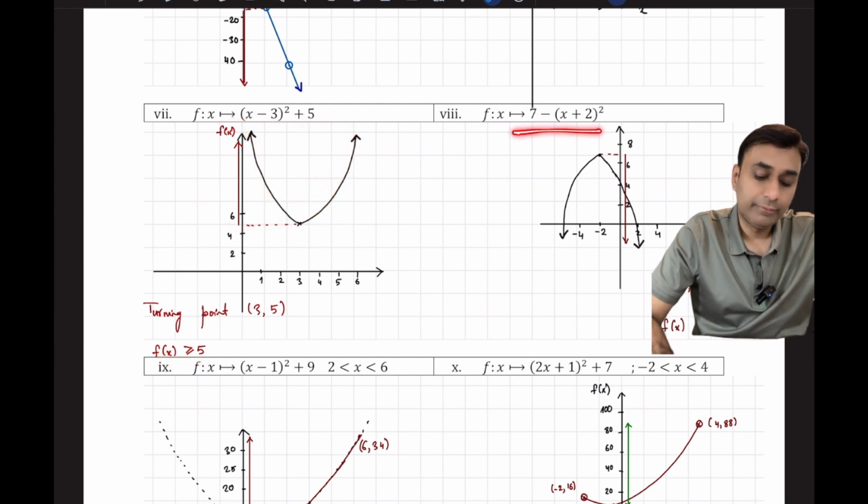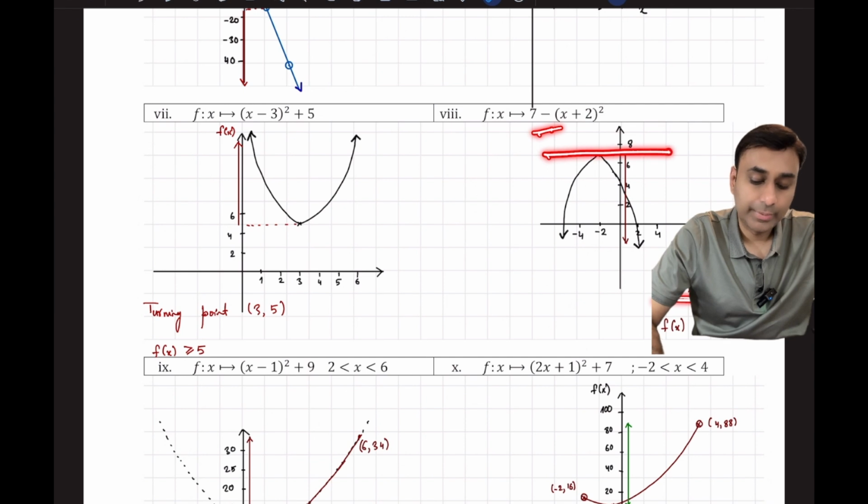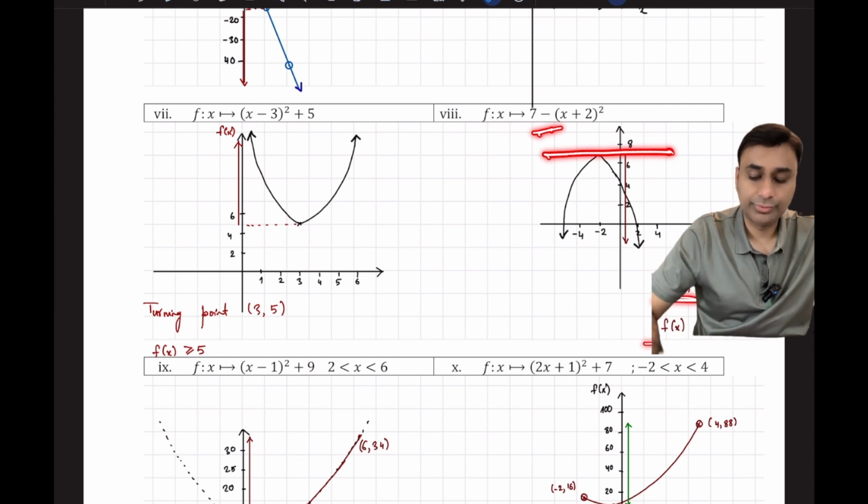Similarly, if I find out the turning point here, which is (-2, 7), and I know it's a maximum turning point since the coefficient of x squared is negative, I know that the range is going to be 7 or anything less than 7.